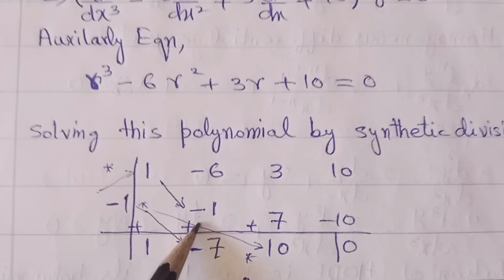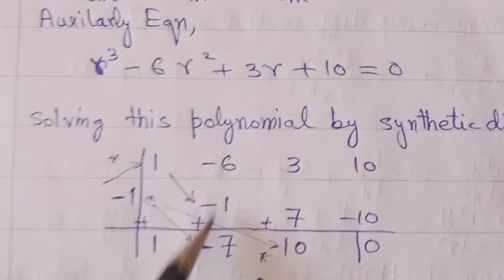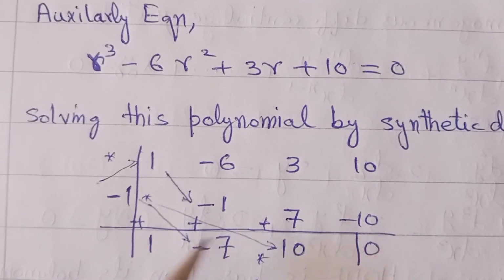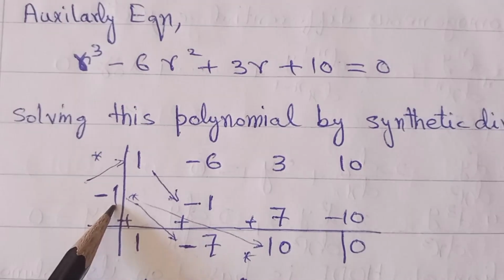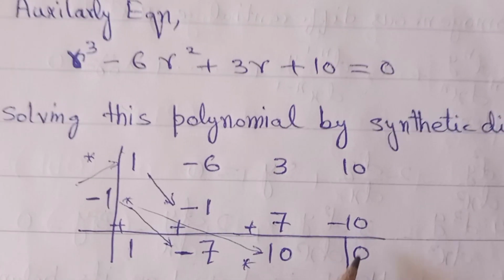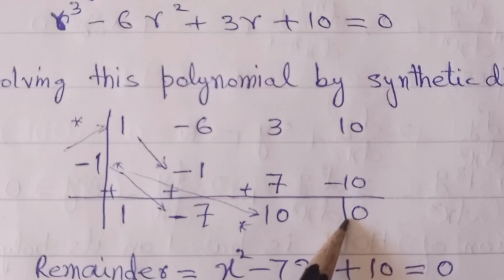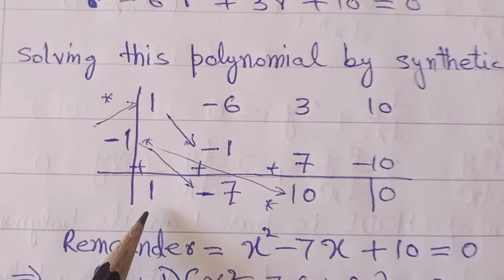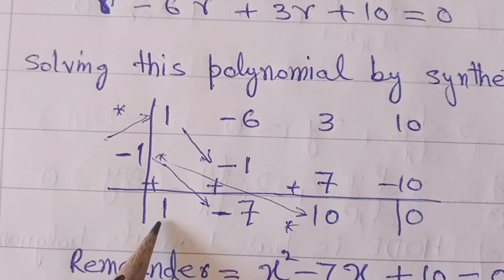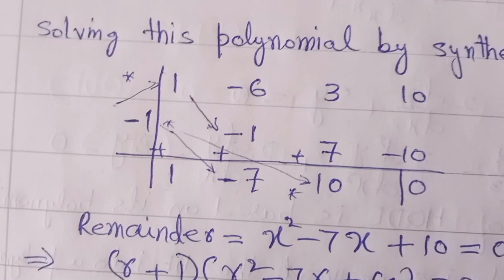So minus 1 multiply 1, that would be minus 1. You will write here, and now add these two terms, that would be minus 6, add minus 1, that would be minus 7. Now minus 7 will again multiply by minus 1, so that it will be shifted here. So minus 7 multiply minus 1, that would be plus 7, 7 plus 3, that would be 10. Now 10 multiply minus 1, that would be minus 10. You will transfer here, and minus 10 plus 10, that would be 0. So the remainder is 0. Now the remaining polynomial would be what? It consists of second order, that would be coefficient of r square, coefficient of r, and the constant. So we can write it as r square minus 7r plus 10 is equal to 0.